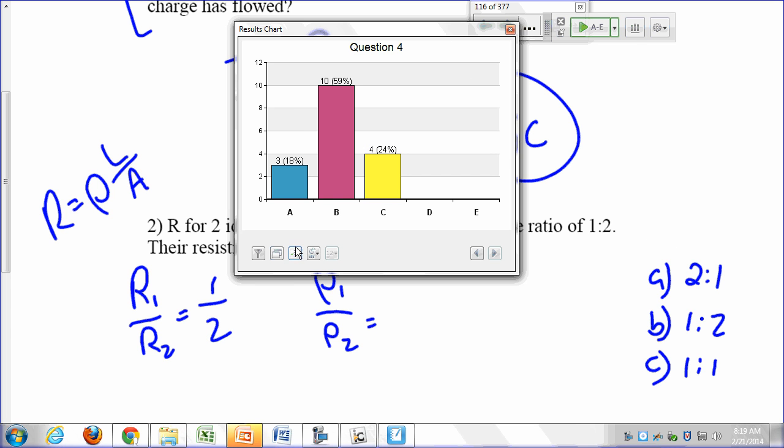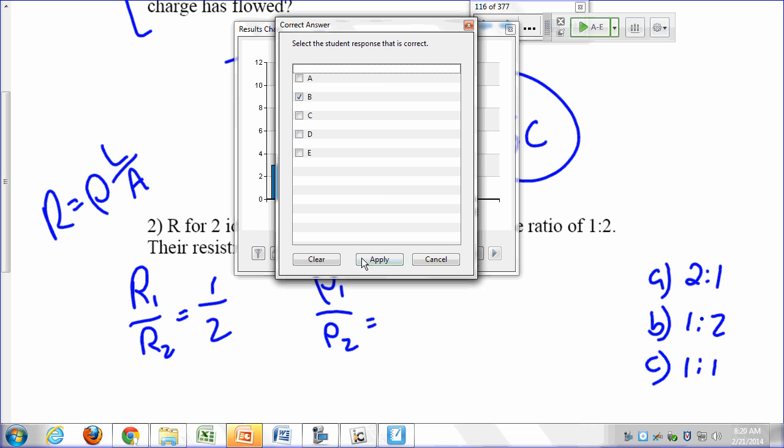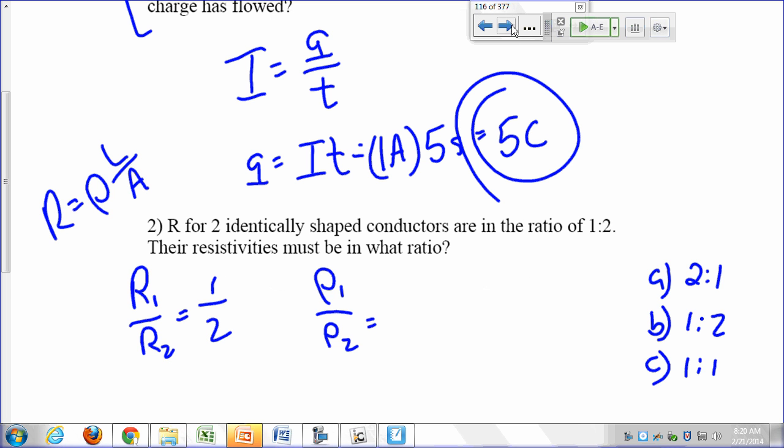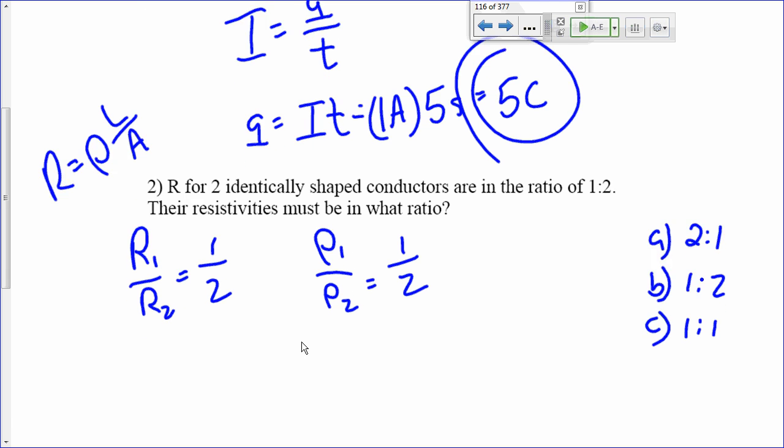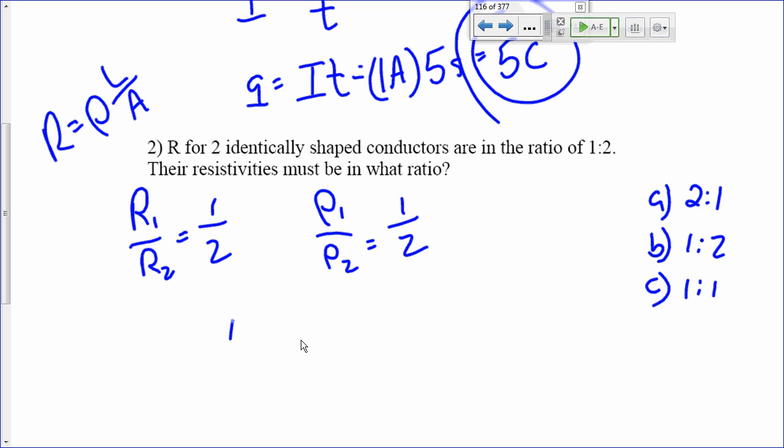Okay, B is the correct answer. I have a direct proportionality between R and rho. So whatever ratio you have for R, you'll have the same for rho. So rho is going to have a ratio of 1 over 2. It should be the same as R. What would A1 to A2 be, by the way?